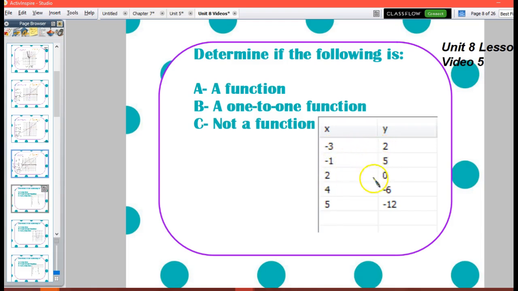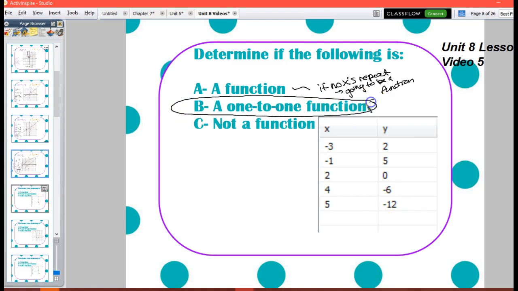So on these ones, we have different x's the whole way down. One of my hints for it to be a function is if you have a table, if no x repeats, it's definitely going to be a function. So in this case, that is true. We have no x's repeating, and then of course it is also going to be one-to-one because no y repeats. So no y is doubled up on. That's when we call it one-to-one.